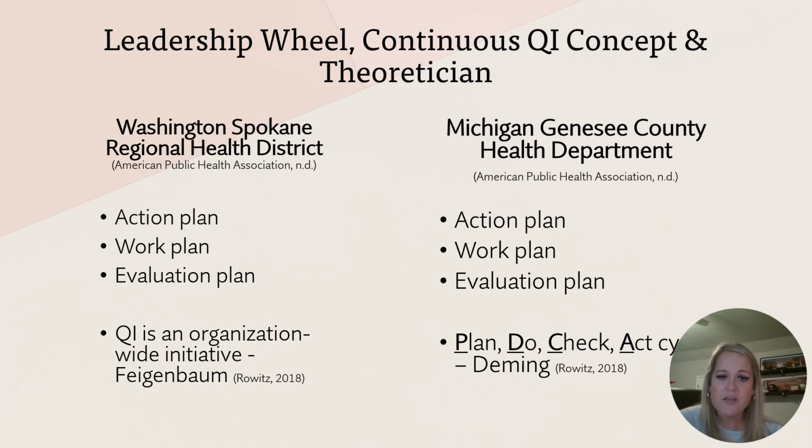The QI concept that was really found in the Washington example was that QI is an organizational-wide initiative, which was supported by Feigenbaum. And again, you can't establish a quality improvement culture unless you take an organizational-wide initiative. On the other hand, Michigan Genesee County Health Department utilized the Plan, Do, Check, Act cycle in setting up their phone bank, and this was supported by the founding father, Deming.